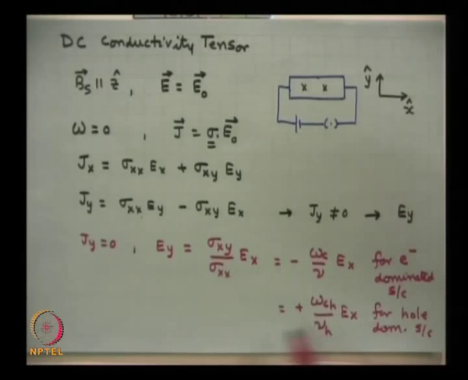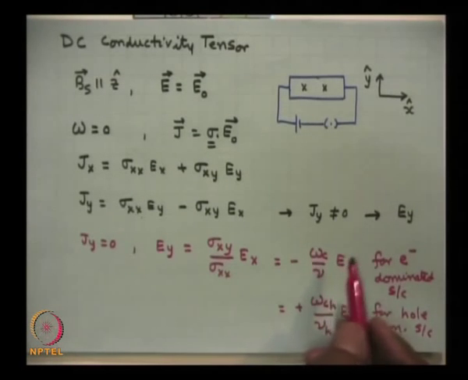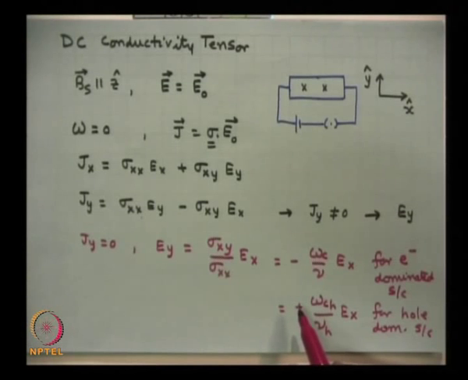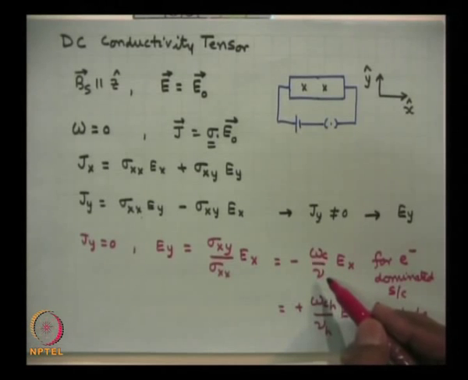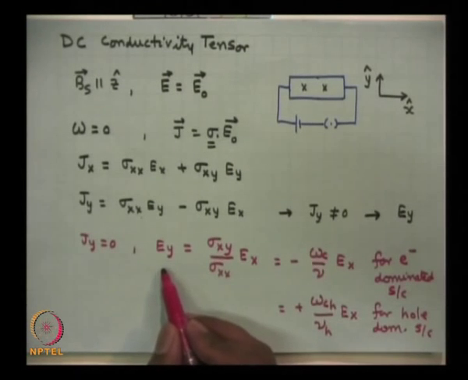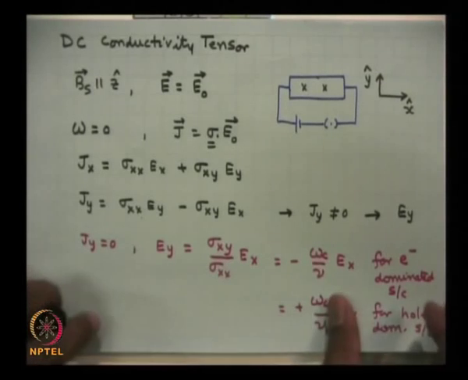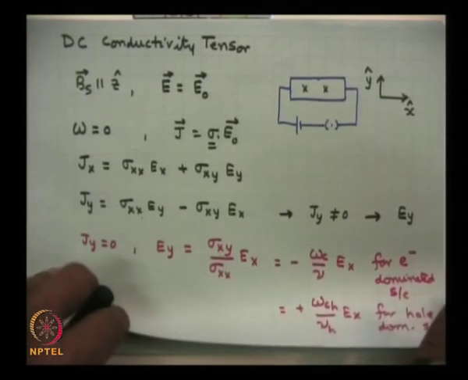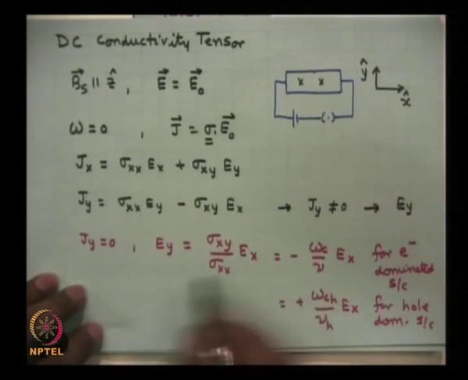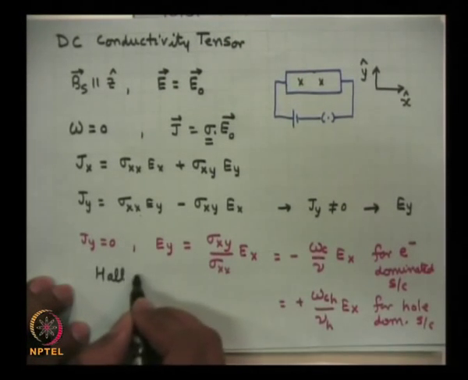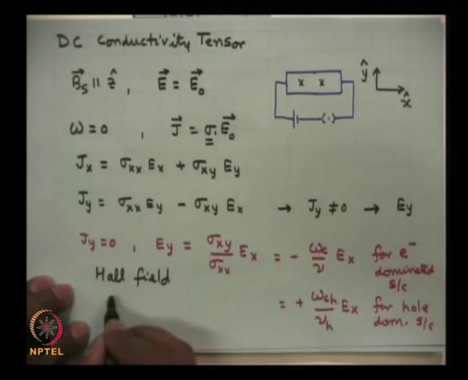So, this is an important thing. It is a very simple phenomenon, but it is very profound because it can tell us about the character of the semiconductor. Another important thing that Cowling observed was that if omega c is bigger than nu, then this induced electric field Ey could be bigger than Ex. This field is called the Hall field, Ey.